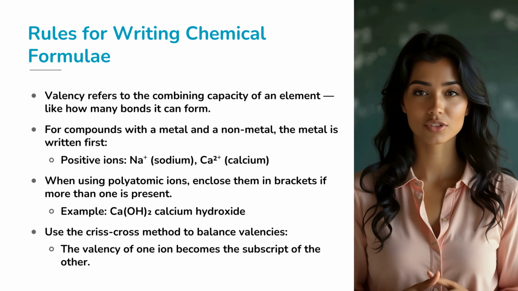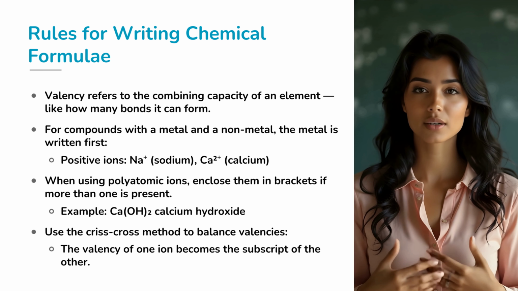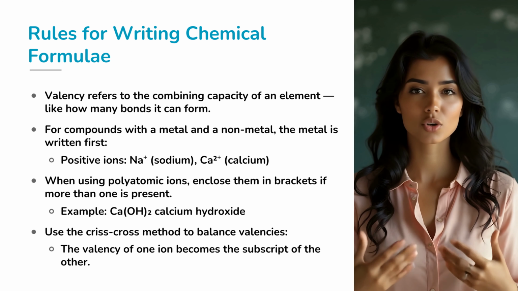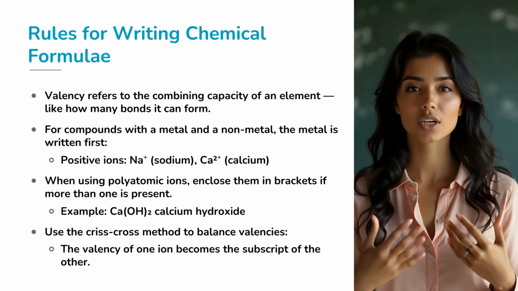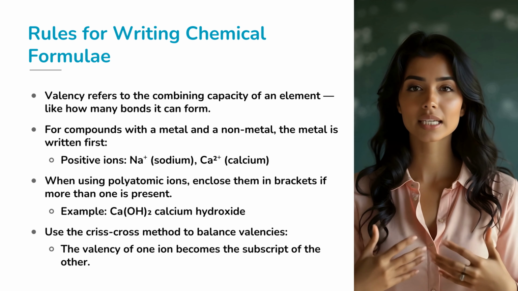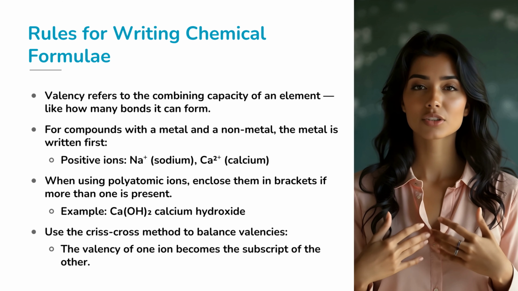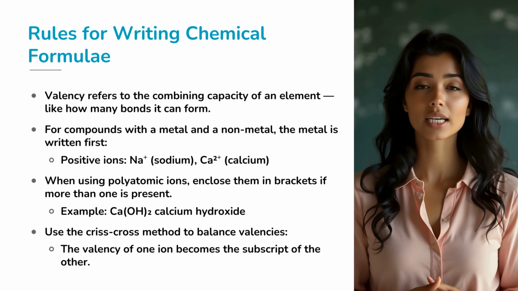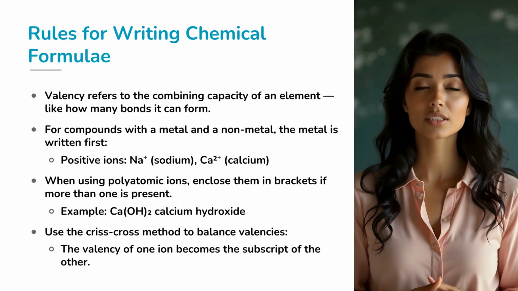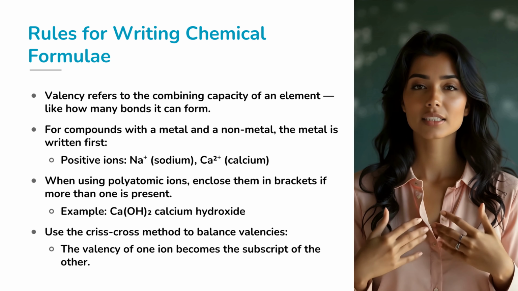So how do we use valency to write a chemical formula? There are a few simple rules. First, make sure the total positive and negative charges balance out. Second, for compounds with a metal and a non-metal, the metal is written first, like in sodium chloride, written as NaCl. Third, if a polyatomic ion appears more than once, use brackets.